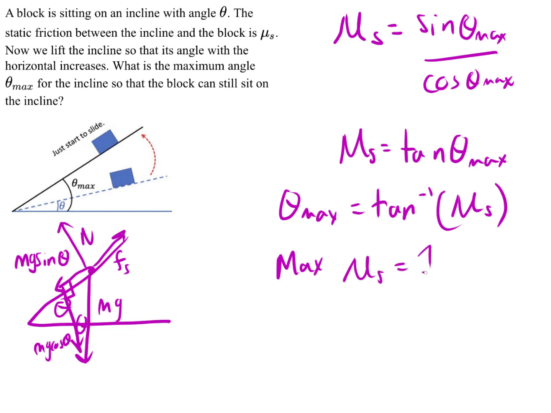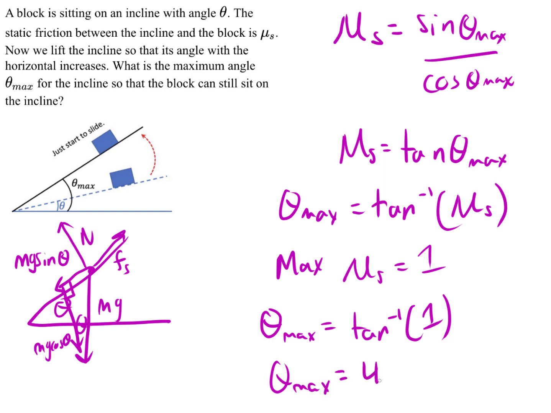There's one thing about the coefficient of static friction: the maximum possible value of the coefficient of friction is 1. There's just no material with a coefficient of static friction that can be greater than 1. So this is essentially saying that the maximum angle is equal to the inverse tangent function of 1, which, if you remember, is 45 degrees. And so the maximum angle that this incline can rise to before the block starts to fall is 45 degrees. And that is how you would solve this problem here.